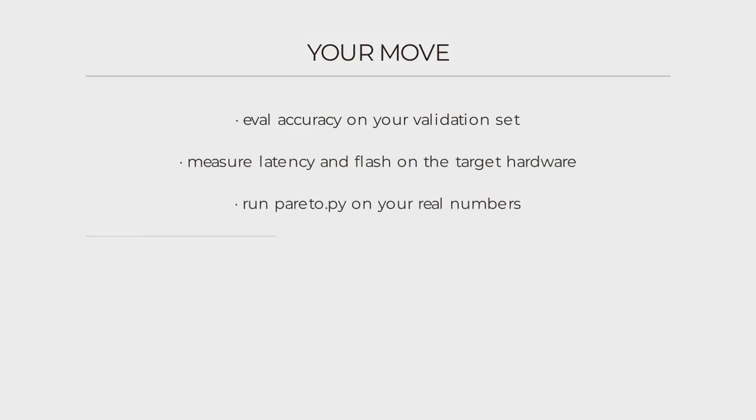Your move. Collect the real accuracy, latency, and flash numbers for your candidate models. Accuracy from your eval set, latency and flash measured on the target hardware, and run Pareto.py on them. The output beats in this video use illustrative numbers. Swap in your measurements to get the frontier that actually applies to your device.